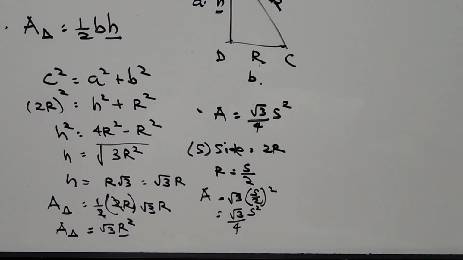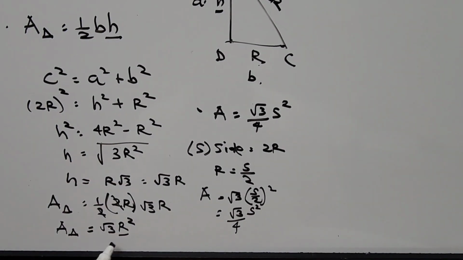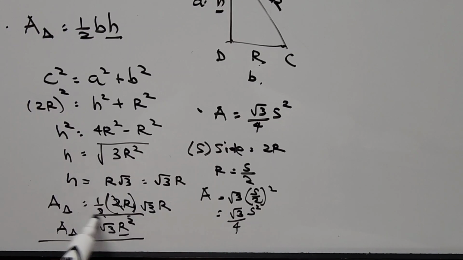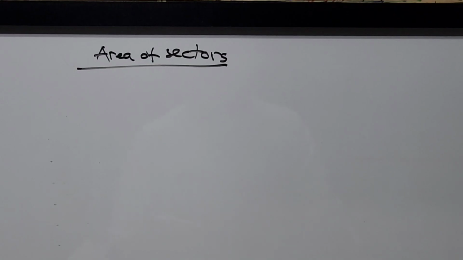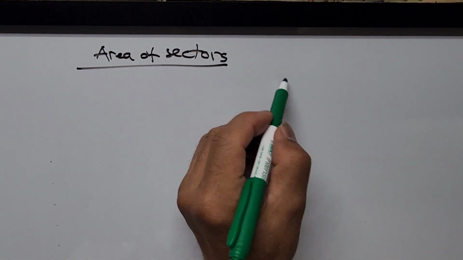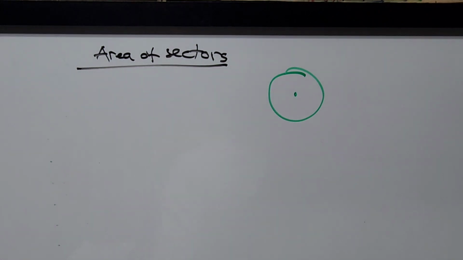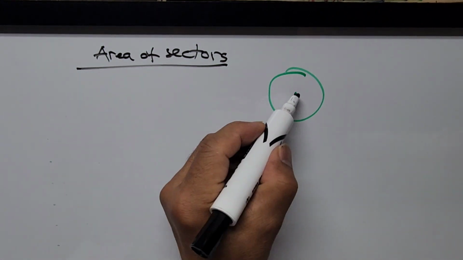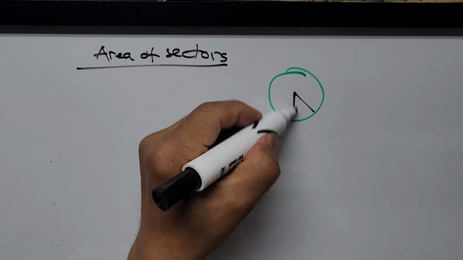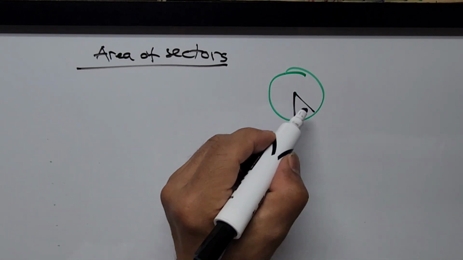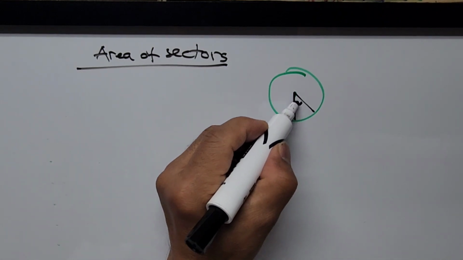So back to our computation of area. So we have the area of the equilateral triangle in terms of the radius of the sector, or the radius of the circle. Next is we find the area of the sector. So the area of the sector is derived from the area of the circle. Suppose we have a figure over here, and this is the circle. So we have here a sector, which is just part of the whole circle. So we consider this angle, say alpha.